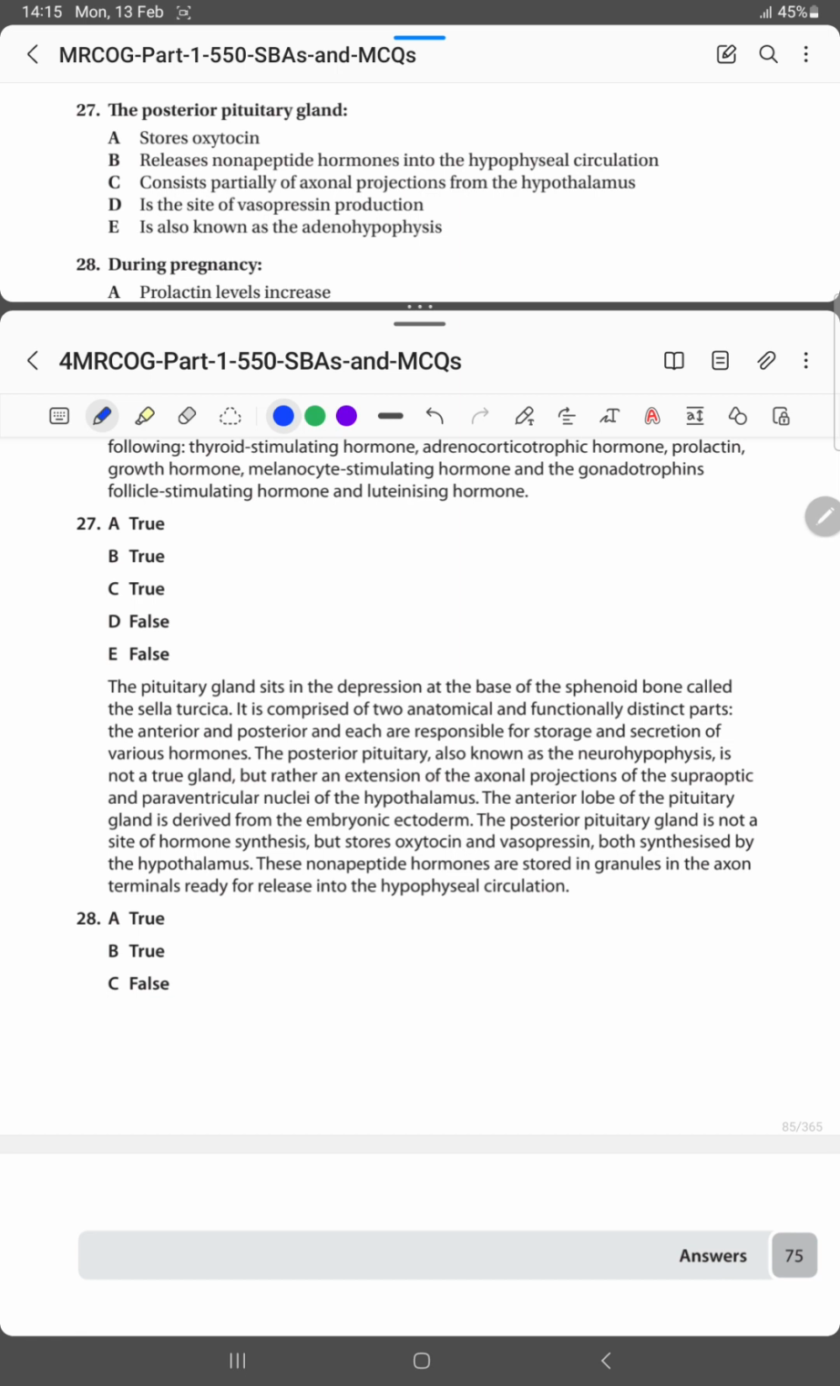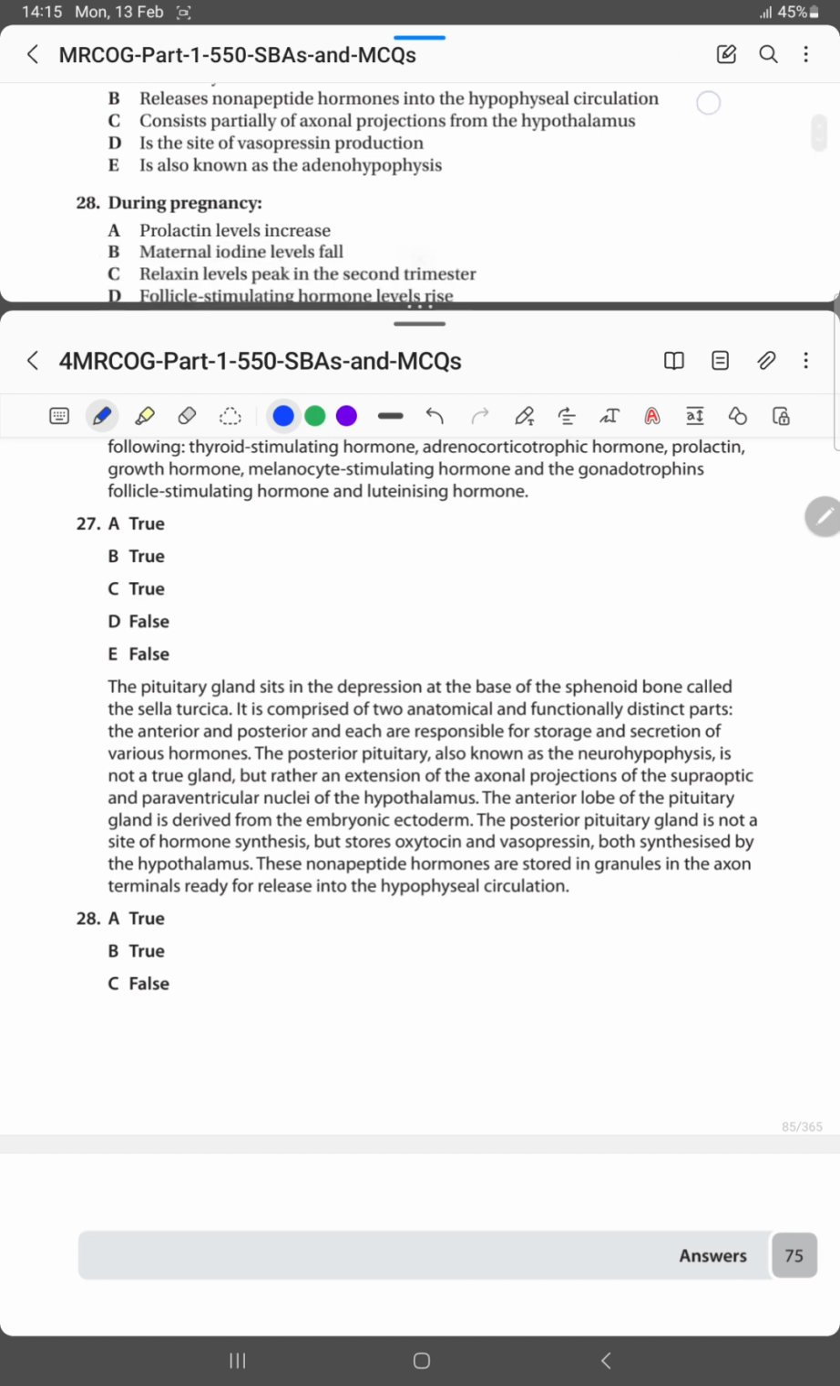Option A, it stores the oxytocin. Yes, that is true. And it releases the nonapeptide hormone into the hypophyseal circulation. Yes, that is true. And it consists partially of the axonal projection from the hypothalamus. Yes, that is again true. And it is a site of vasopressin production. No, it is only a site for storage. And it is also known as the adenohypophysis. No, it is known as the neurohypophysis. Now let's move towards the next question.